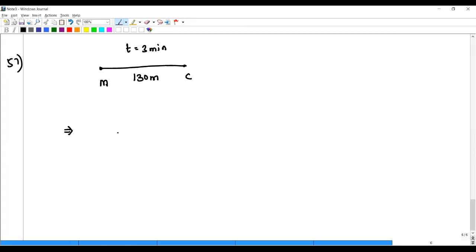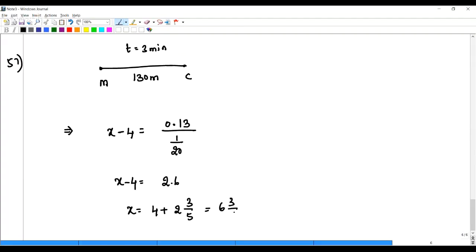You can just take their relative speed since they are traveling in the same direction. You can say car speed is x minus man speed is 4. The distance in kilometers is 0.13. Time in hours is 1 by 20. I would say x minus 4 is equal to this. If it goes up, it becomes 2.6. 2.6 can be written as 2 3 by 5. You can write it as 6 3 by 5 kilometers per hour.